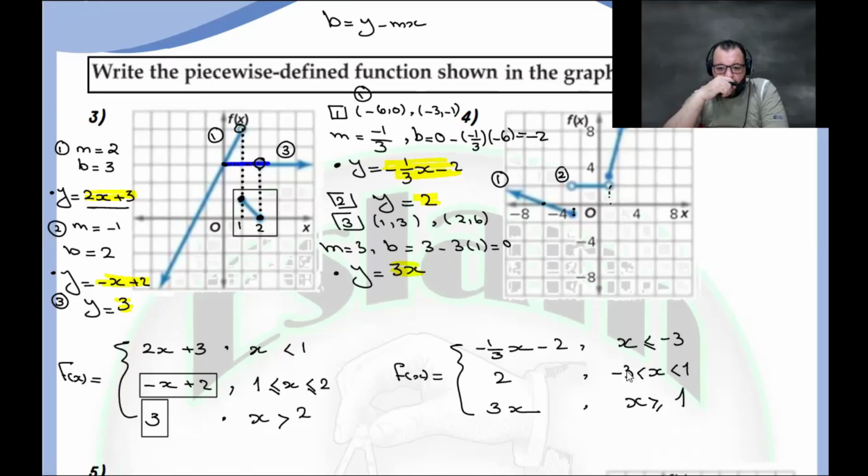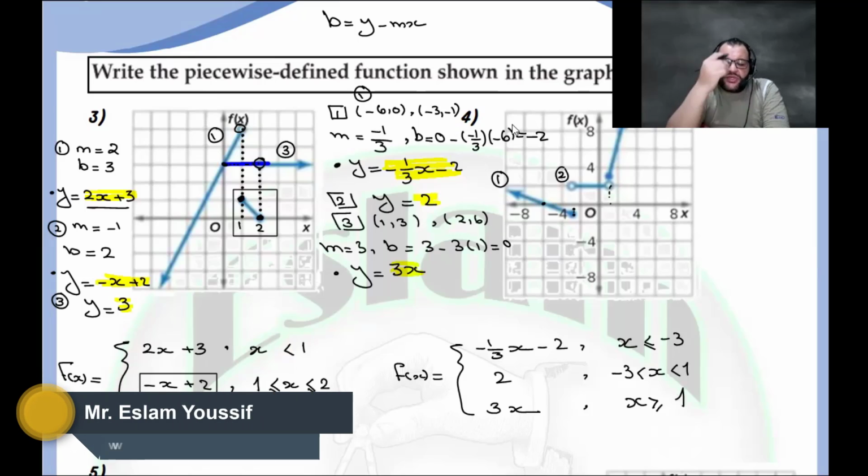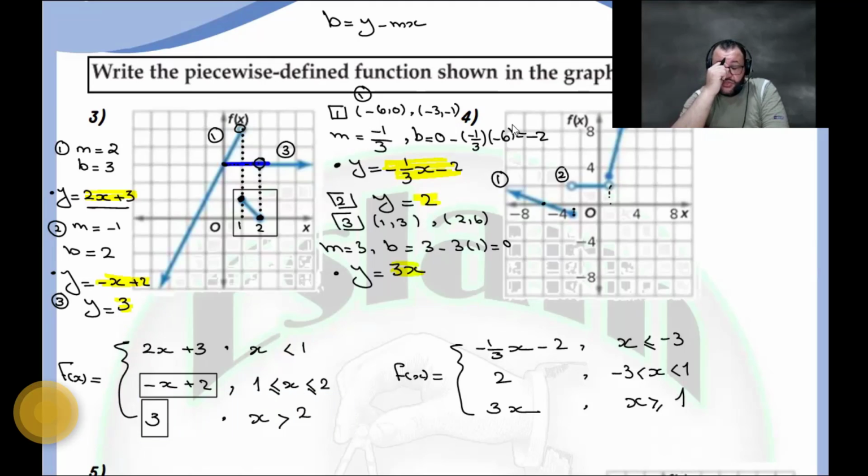Sir, could you repeat why it's bounded? There is one bounded and one unbounded. What is the meaning of bounded and unbounded? This line number 1, is it a ray or a line segment? Line segment. What is the difference between a line segment and a ray? What is the meaning of line segment and ray?